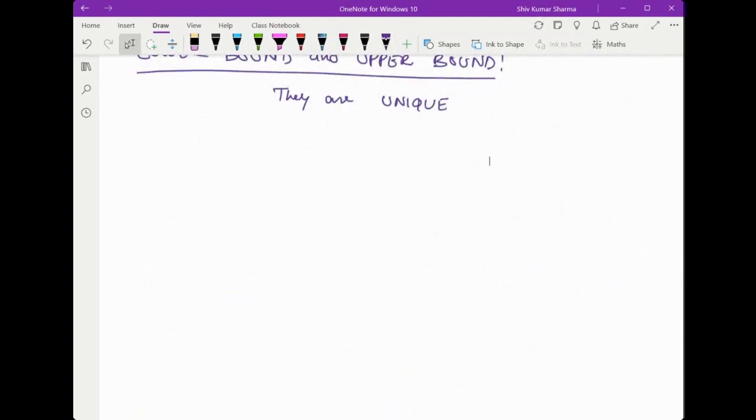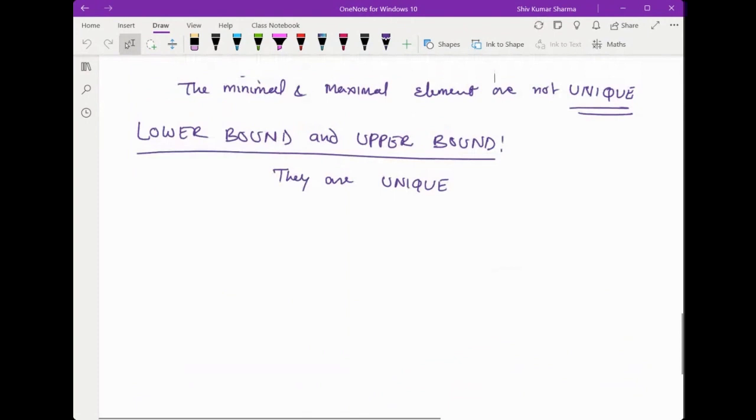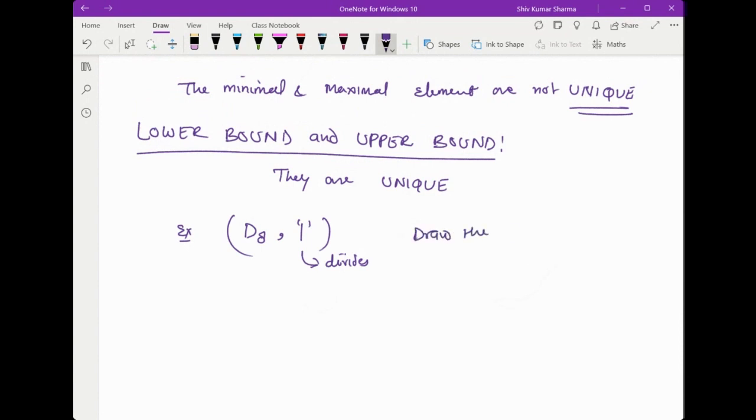Now we take an example. We have a set D8 and the relation is defined as it divides. This symbol shows the divides. You remember, this symbol shows the divides. So D8, draw the Hasse diagram. D8 means we factorize 8.